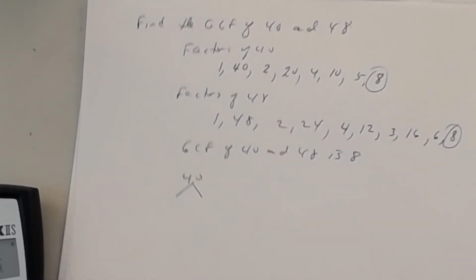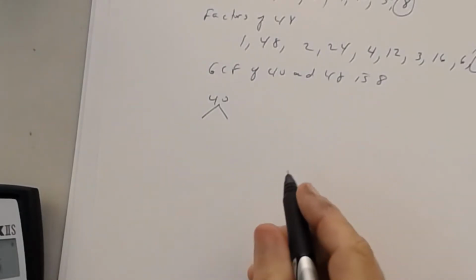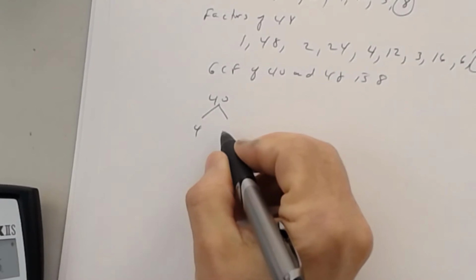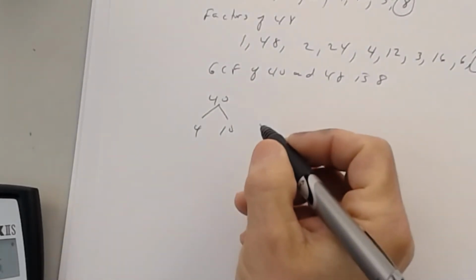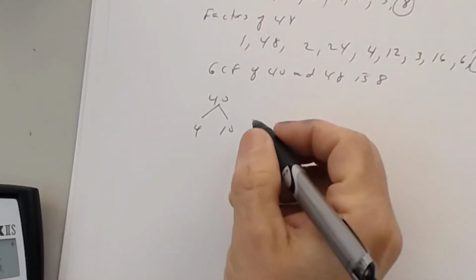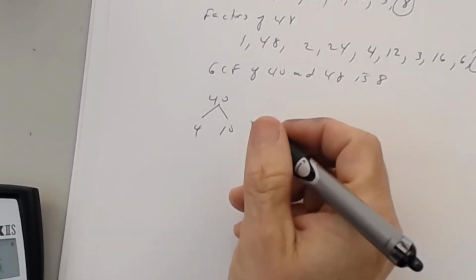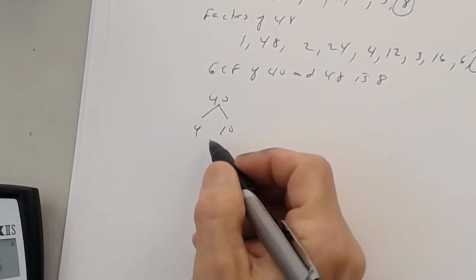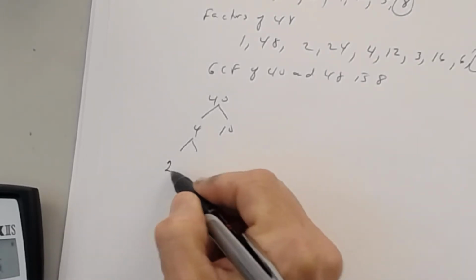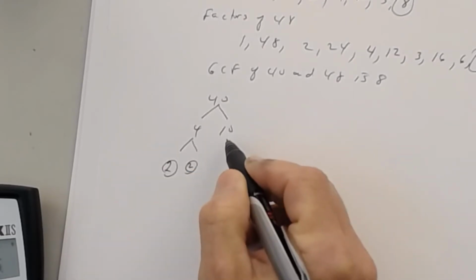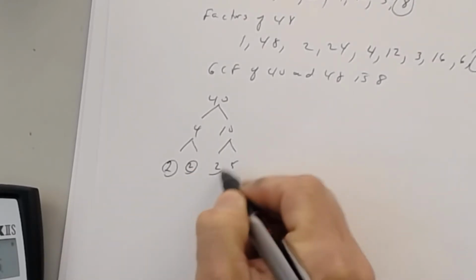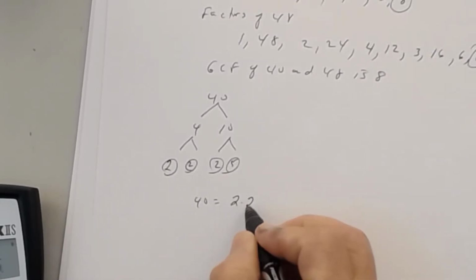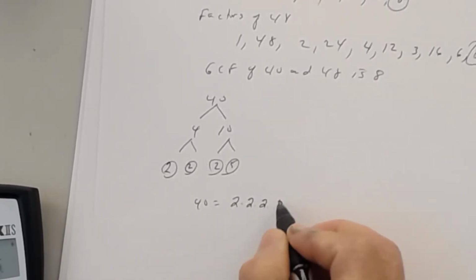Give me two numbers whose product is 40. 4 and 10. Someone else could have said 2 times 20, or 8 times 5. It does not matter. Do I circle any of those? No, because none of them are prime. Let's do the 4. 4 is 2 and 2. I can circle those. 5 is 5 and 1, I can circle that. So 40 is 2 times 2 times 2 times 5.